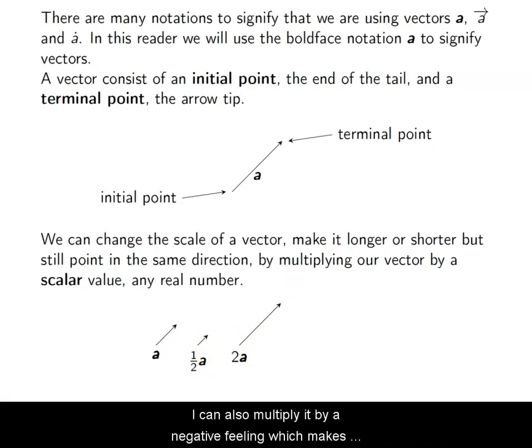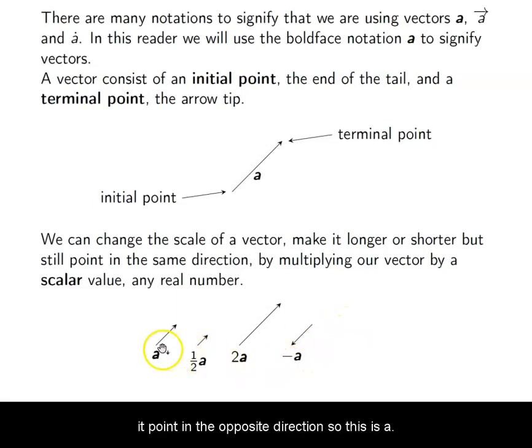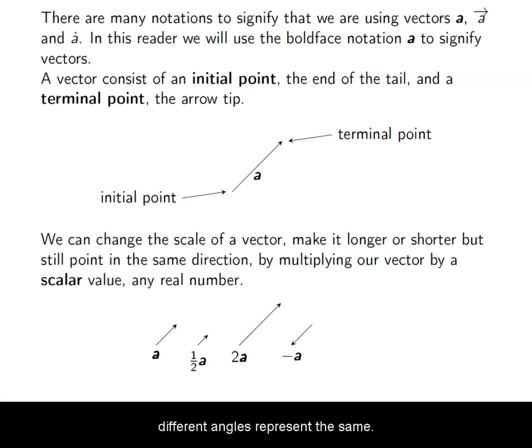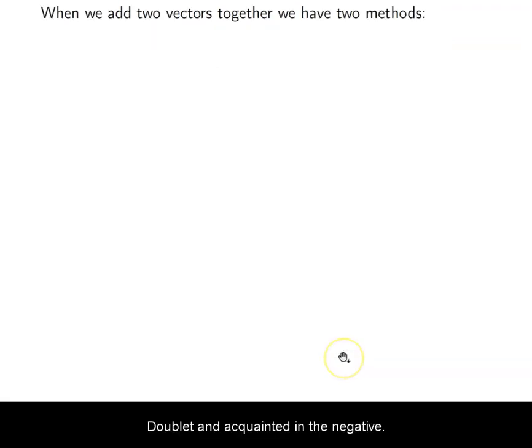I can also multiply it by a negative scalar, which makes it point in the opposite direction. So if this is A, negative A means it's the exact same length, but now it's just pointing in the opposite direction, right? Very much so like if you think about when we're doing polar coordinates and we took our radius and we use a negative radius with a different angle to represent the same point in polar coordinates, right? Very, very similar. So I can multiply it by negative scalars, which will take its value, double it, and then point it in the negative direction.